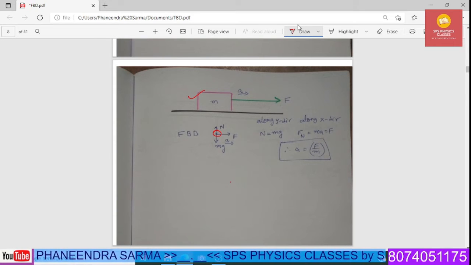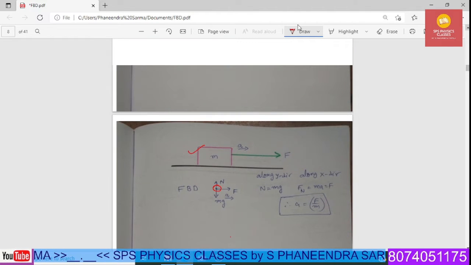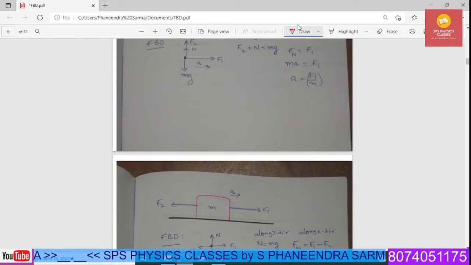Now the block is not moving in the upward direction, but it is moving along the horizontal direction. Therefore, along the vertical direction it is in equilibrium. That means N is equal to mg, we can write down. Further, along the x direction, F net is equal to ma because only one force is driving the system. Then, according to Newton's second law, F net is equal to ma, which equals F, or acceleration a is equal to F by m. Suppose the same system experiences two forces, then how can we treat this particular problem? Let us see.